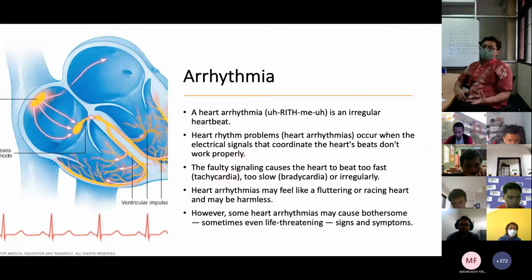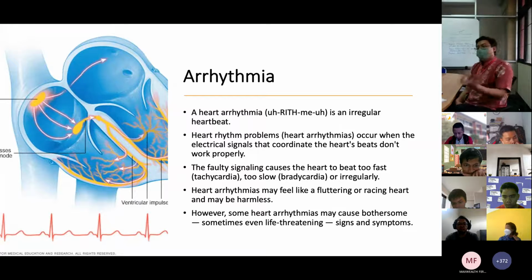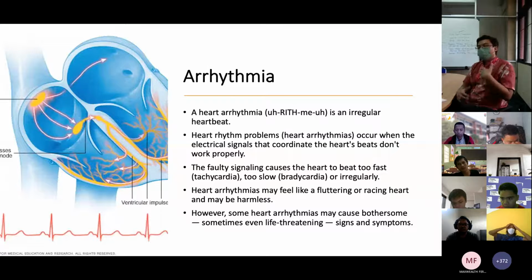Okay, so the false signaling causes the heart to beat too fast, which is called tachycardia, and too slow, which is called bradycardia. Both fast and slow is also called irregular. This is why arrhythmia is very important. I wouldn't call this a disease, but it is a problem of our body that can occur suddenly, so we need to pay attention to these problems.